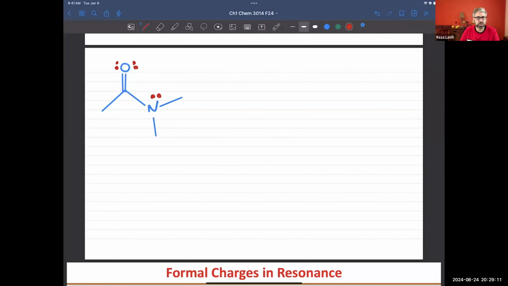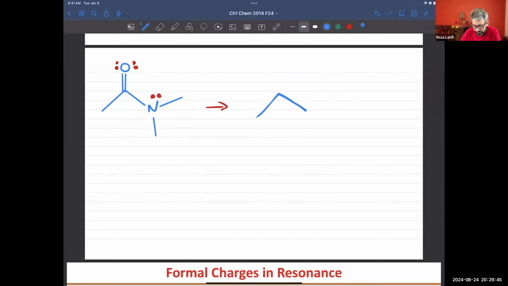Now, can I move this bond and share it with nitrogen here? No need. Why? Because nitrogen is already octeted, and that's not going to be a good resonance structure. It's going to be completely wrong because nitrogen cannot have more than 8 electrons. But how about this? Can we give these 2 electrons here, share them with carbon, and take those 2 electrons and give them to oxygen, show it as a third lone pair? Yes, it's possible.